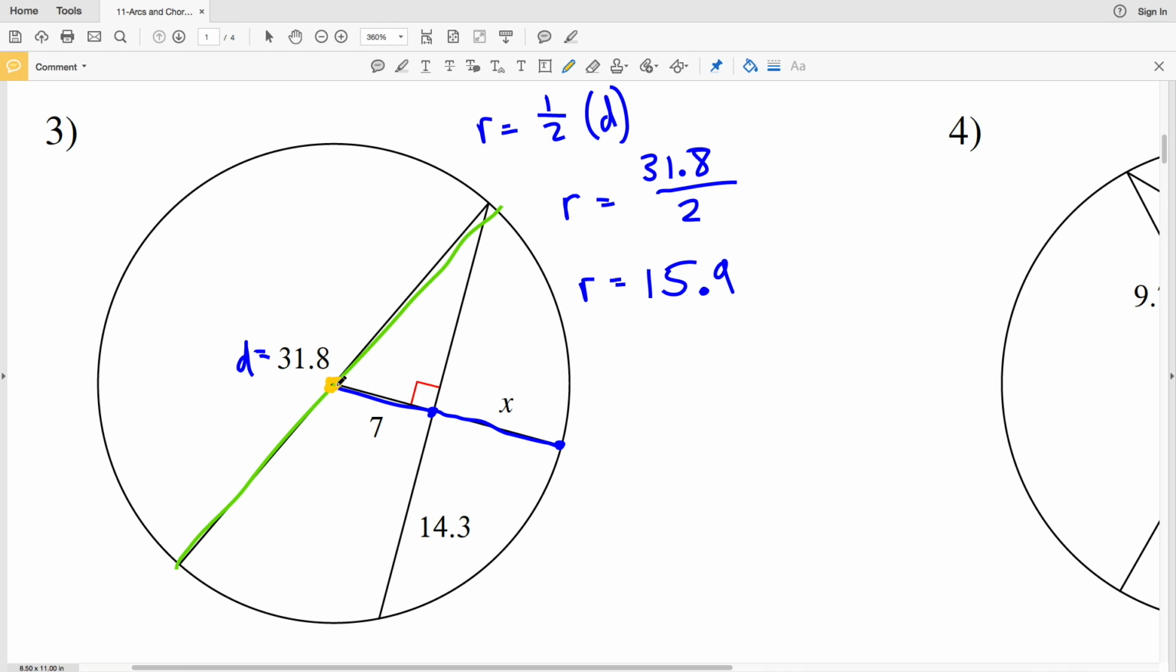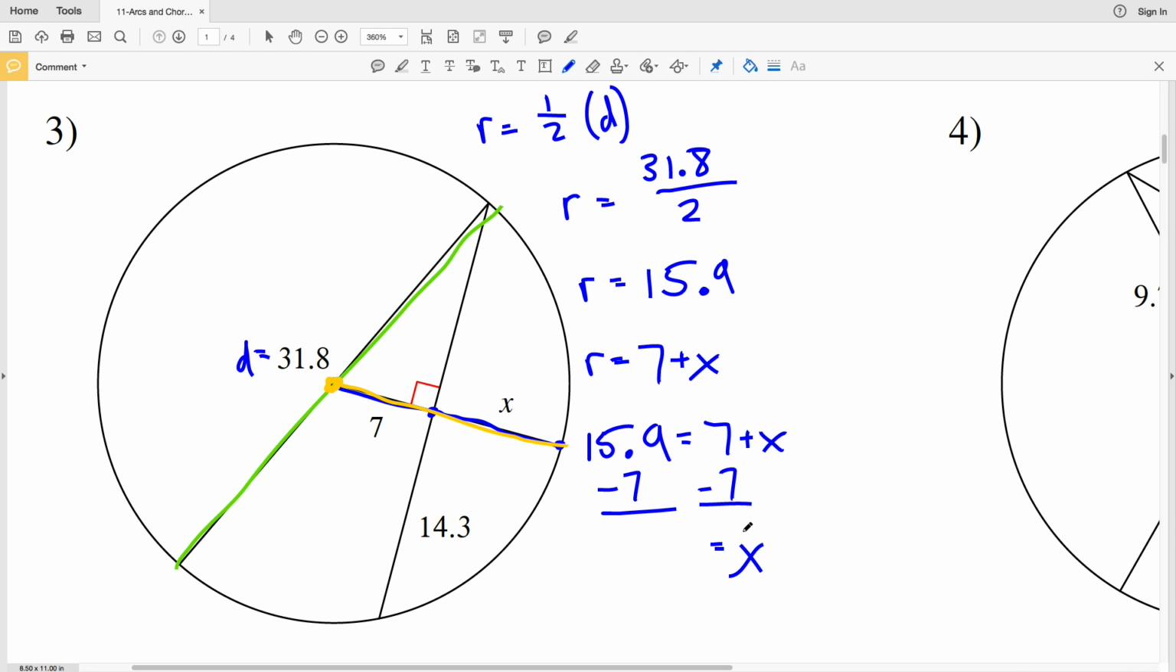And from the center point of the circle to the edge of the circle, or to any point along that arc, that's the radius. And you can see that that radius r will be equal to 7 plus x. However, we already calculated the radius to be 15.9. So plugging 15.9 in for our radius, we'll get 15.9 equal to 7 plus x. All we need to do is subtract 7 in order to solve for x. So 15.9 minus 7 equals 8.9. So 8.9 is our solution in number 3.